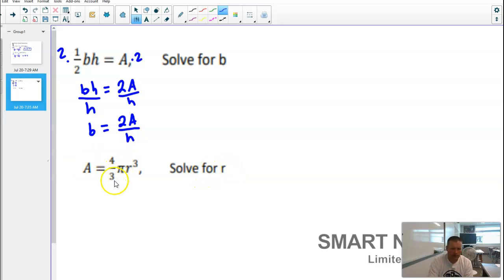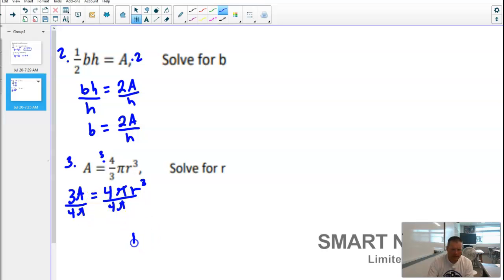So again, I've got this fraction, so I'm going to get rid of that denominator first. So I'm going to times this by 3, which will leave me 3A on the left. And then on the right, I'll be left with 4 pi r cubed. Now I want to get rid of this 4. So I'm going to just divide by 4. And you could actually do these both in one step if you wanted to. You could divide by 4 and then divide by pi. You could put these together because they're both numbers. That is perfectly fine. No problems there.